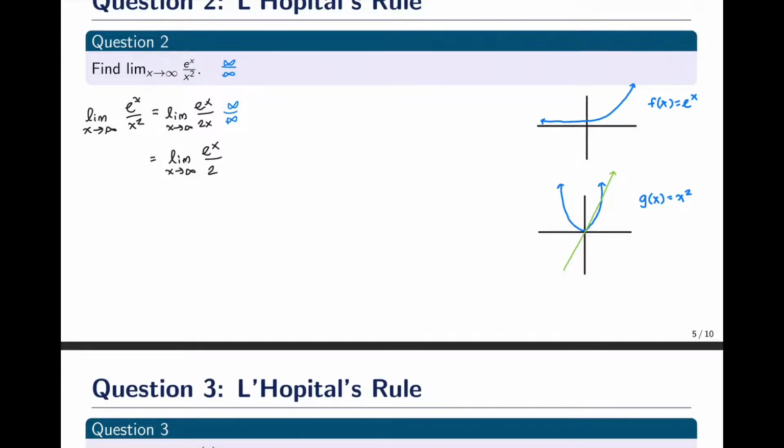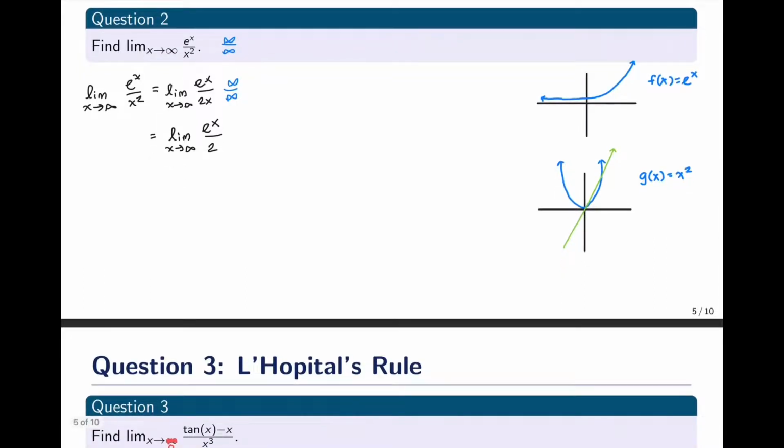All right, so now in this case, I have a constant in the denominator. I'm going to pull this outside and just use some of our limit rules. I have 1/2 limit as x goes to infinity of e to the x.